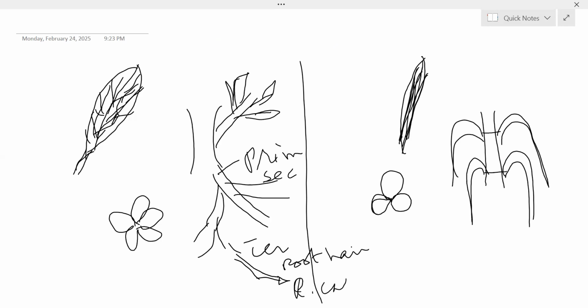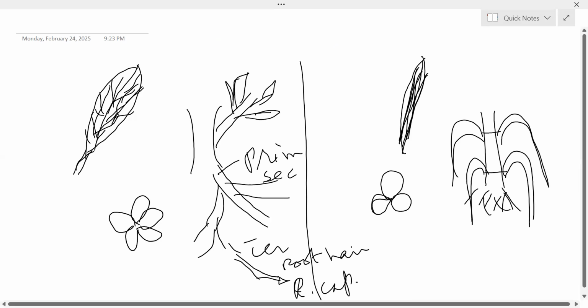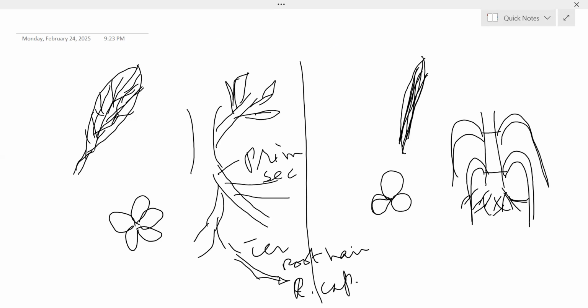In these plants, roots are fibrous and adventitious, and they may arise from any part, like they may also arise from here. They may also arise from any other parts. They are known as adventitious roots. They do not arise from the radicle of the seed.